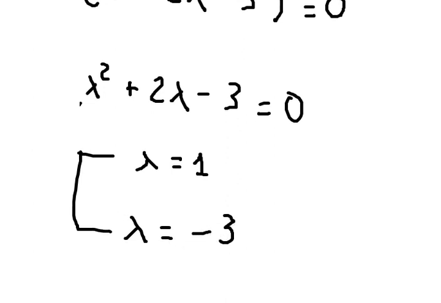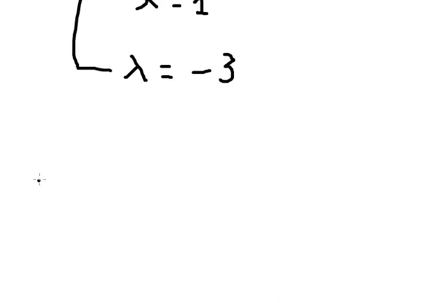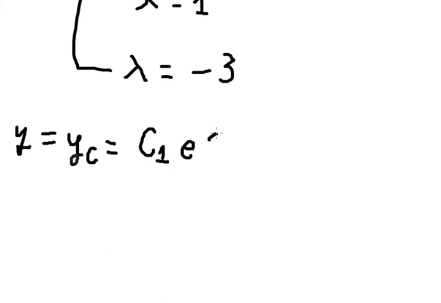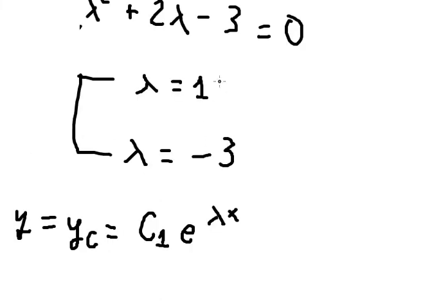And now we have y equals yc equals c1, the constant number 1, times e to the power of lambda s. Now we change lambda into 1 here, and we just have e to the power of s. And now we have c2 times e to the power of negative 3s.